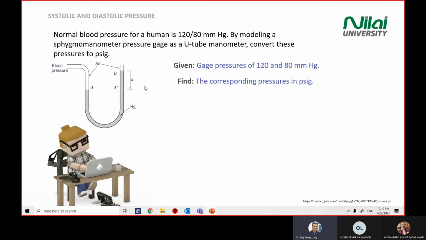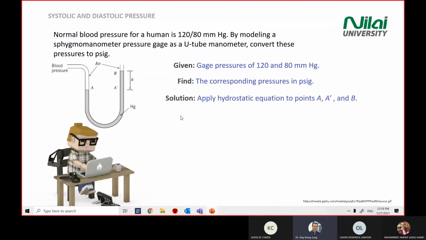In any standard procedure, we will look for information given. The information given is pressure in mercury: one is 120 mm, one is 80 mm. And then we need to find pressure in PSI, pounds per square inch. So we apply the hydrostatic equation that we learned just now. Delta P equals rho GH.